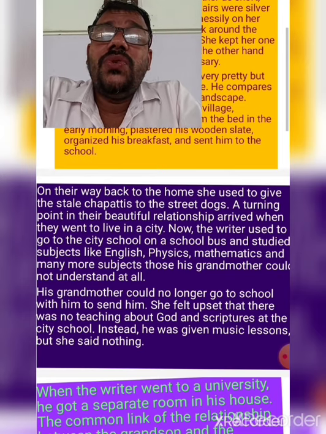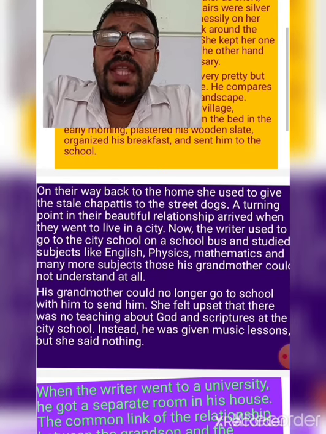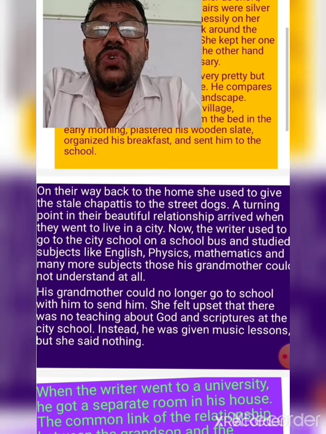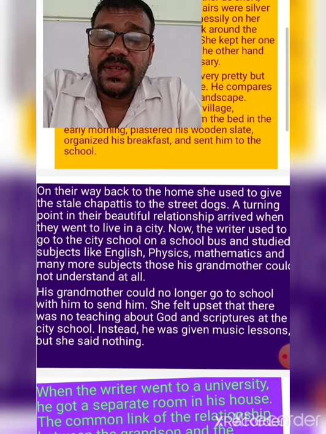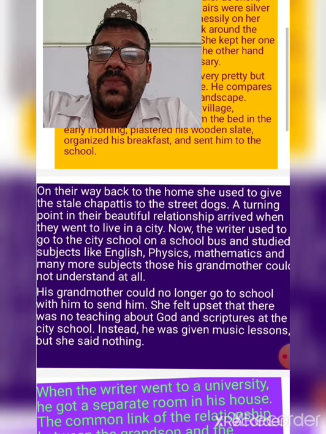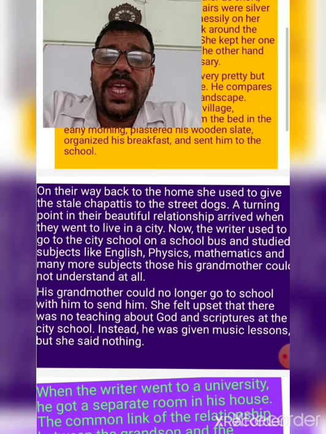We have seen that he used to go by bus. And therefore, she is now not able to go with him to the school. These few activities actually had occupied her life when they were in the village. Now she becomes lonely. His grandmother could no longer go to school with him to send him off.